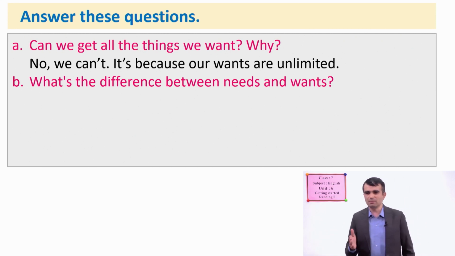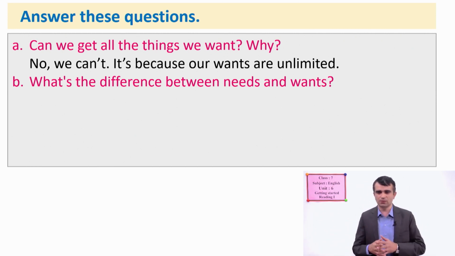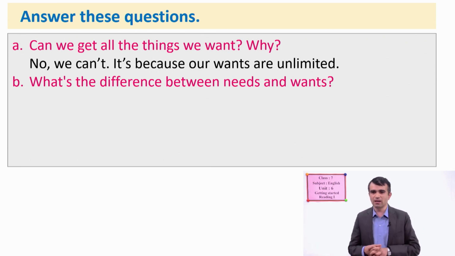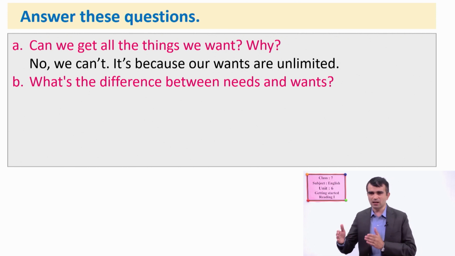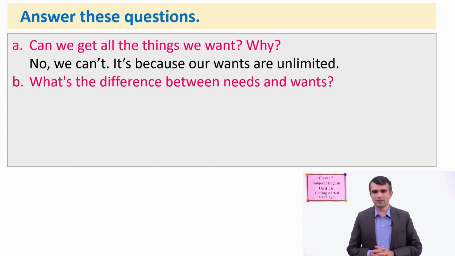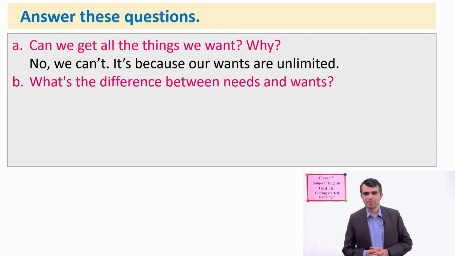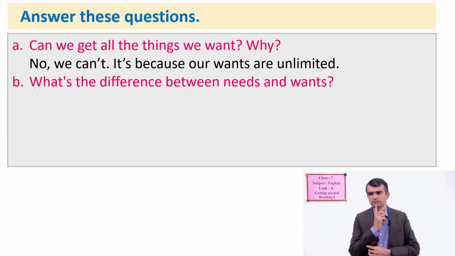We cannot limit our wants. When one want is fulfilled, we may have another want. Other wants are there in line, aren't they? So they are not fulfilled. Okay. Similarly, what's the difference between needs and wants? Think about it. What is need? What is want?